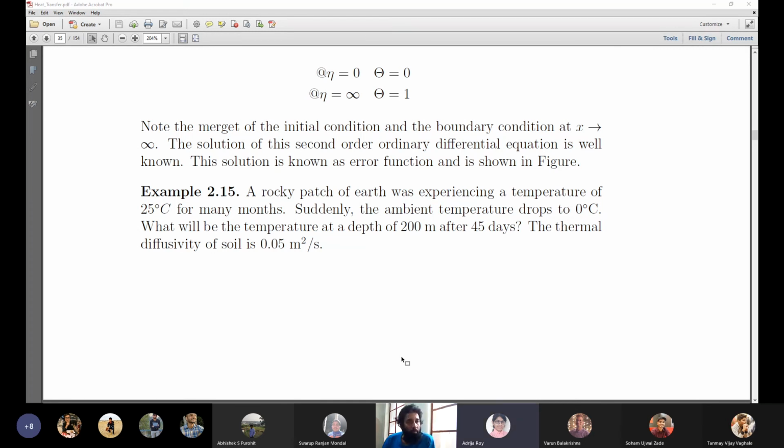Sir, in the table, values are given at 0.2 and 0.1. So can we interpolate to a point? You can interpolate. Yeah, the gap given is 0.02. Just linear interpolation should not be a problem.